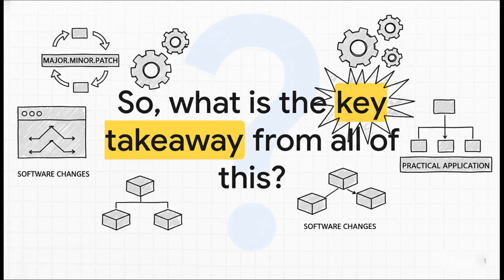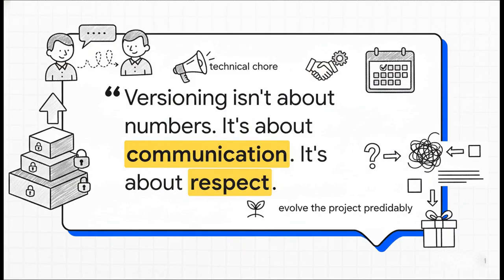So, after all that, the chaos, the solution, seeing it in action, what's the one key takeaway? What's the thing you should really remember? It's this, right here. Versioning isn't just some technical chore you have to do. It's a fundamental act of communication. It's about respect. Respect for your users, the people who depend on what you build, respect for your team by making the project's evolution predictable, and honestly, it's about respect for your future self, because you're the one who won't have to clean up the mess later. It's how we turn chaos into clarity and panic into a plan.